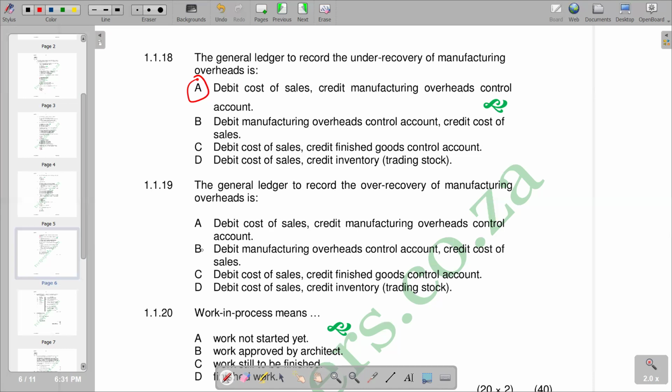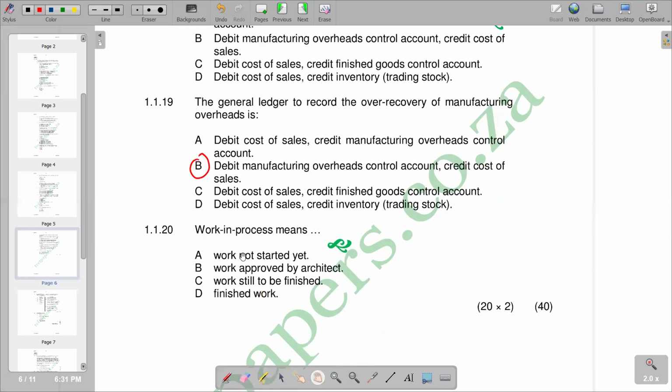So B. 1.1.20, work in process means, remember, work in process means that we haven't finished producing the product, so they are still being produced. So according to the responses that we have there, we have got C as the correct answer, which is still to be finished. So we have got C.